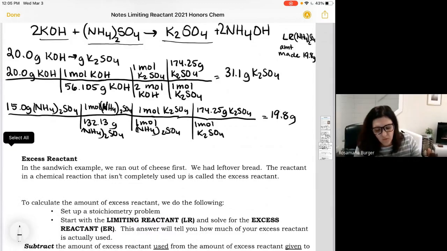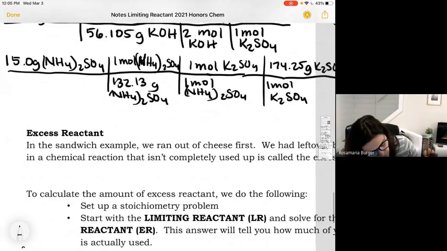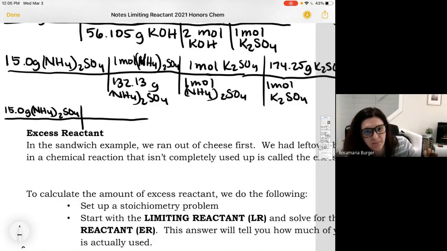So now our limiting reactant was ammonium sulfate because we can only make 19.8 grams from it. So we're going to start with that 15.0 grams of ammonium sulfate. And we're going to solve for potassium hydroxide. Okay, so we're going to get rid of ammonium sulfate, 132.13 grams of NH4 to SO4 gives us 1 mole of it.